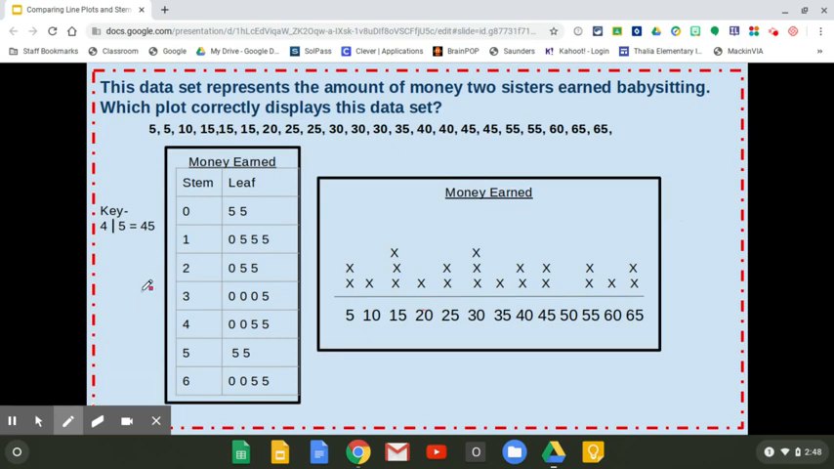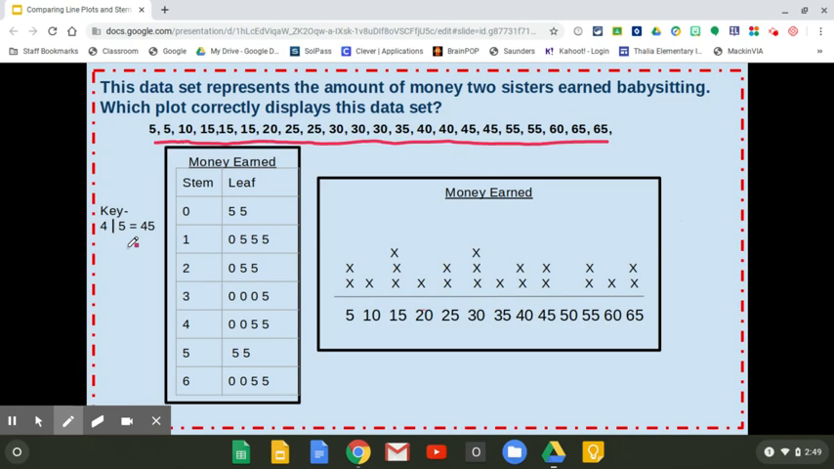All right, for this one, it says this data set represents the amount of money 2 sisters earned babysitting. Which plot correctly displays this data set? I am going to keep my fingers crossed right now that when I'm looking at the amount of money the girls made, it's in order from least to greatest. And I'm really happy right now because thank you, it's already in order. I don't need to worry about that.